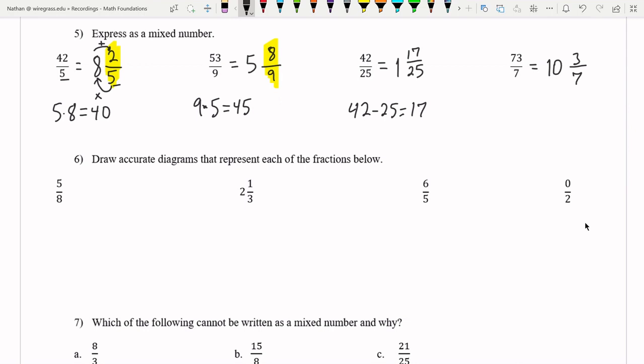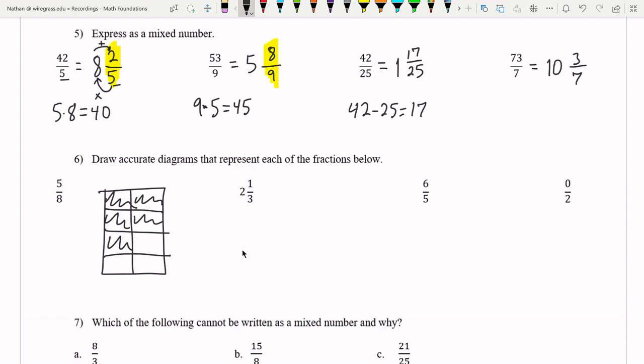Okay, we're going to draw accurate diagrams to represent each of the fractions below. 5/8, I think an easy way of showing this is just to draw a box. An eighth is going to be, here's a 4th, and then cut it in half again. Here's an 1/8. So 5/8 is just like that. 5 out of the 8 is shaded in.